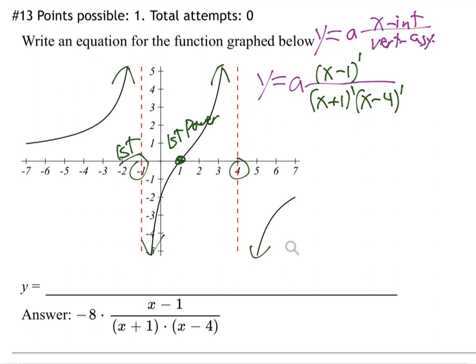So now we just find a. How do we find a? Plug in. This time we do have a y-intercept. We don't have any horizontal asymptote to use, so we're just going to use the y-intercept 0, negative 2. Plug it in. Negative 2 for y, 0 for x.